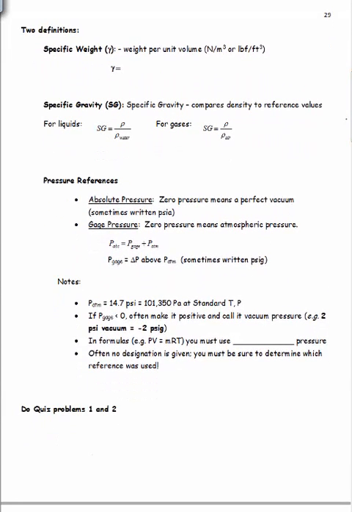A couple of definitions that we're going to use quite a bit. The first one is specific weight, and the symbol for that is gamma. That is weight per unit volume. So weight, W, per unit volume. Now let's just break that weight down. Weight is M times G, over volume. Well, M over volume, that's rho. We tend to work in rho, not M, in fluids. So our final equation for gamma is rho G.